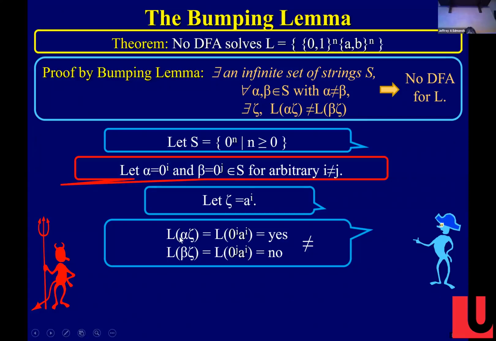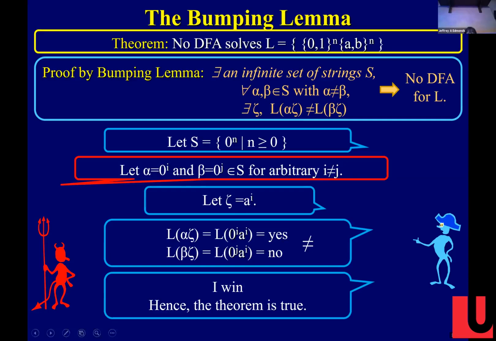Now I look at what's alpha zeta. Alpha zeta is I zeros followed by I A's. Is that a yes of our language? Yes. What about beta zeta? It's J zeros followed by I A's, where I and J are different. So that's a no. All right, people getting this? And so we're done.